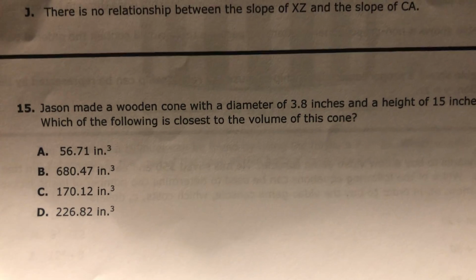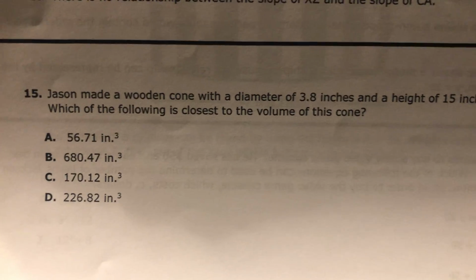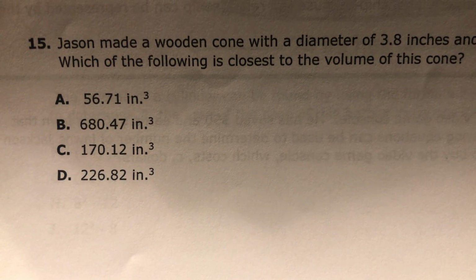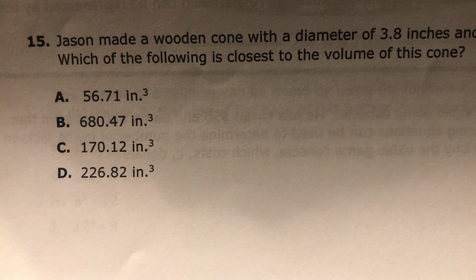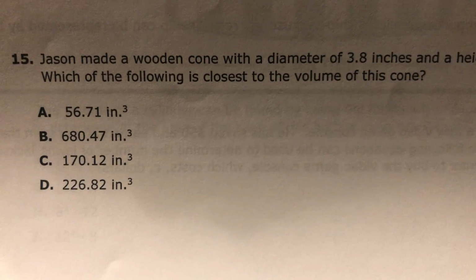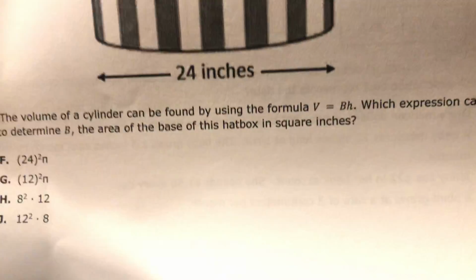15. Jason made a wooden cone with a diameter of 3.8 inches and a height of 15 inches. Which of the following is closest to the volume of the cone? A, 56.71 inches. B, 680.47 inches. C, 170.12 inches. D, 226.82 inches.